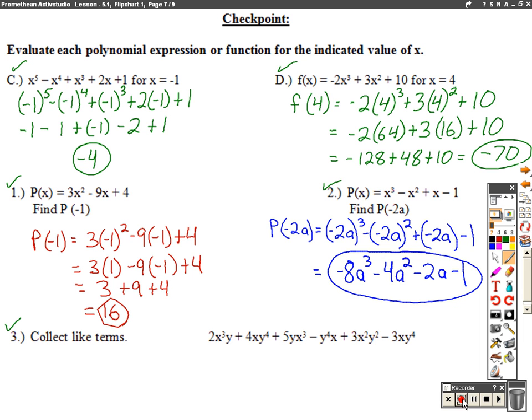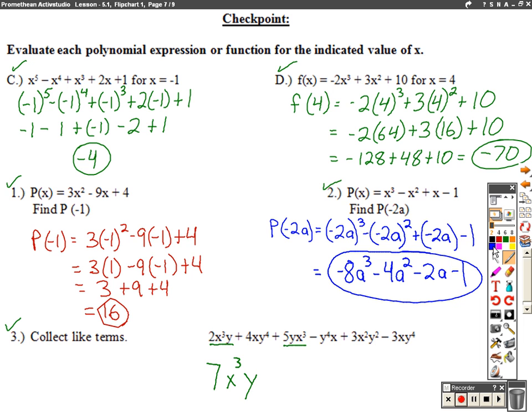We collect our like terms. Now this one looks a little different because each term has multiple variables. So you can still collect your like terms. The 2x cubed y and the 5yx cubed are like terms because the variables are the same, even though they're a little out of order. So 2 plus 5 is 7 x cubed y.